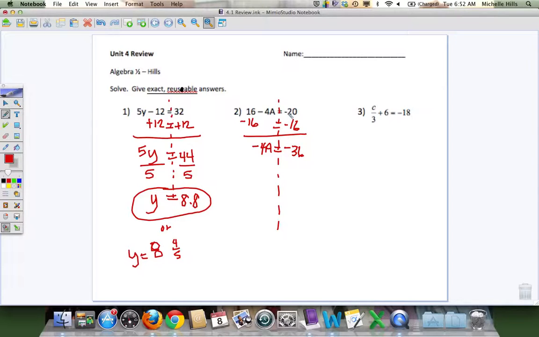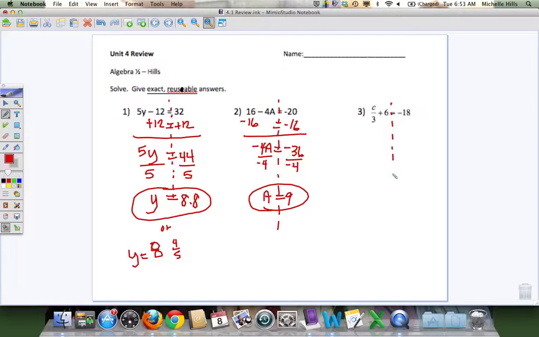You would put this in your calculator as negative 20 minus 16, or negative 20 plus a negative 16. Again, this negative 4 is connected to the a with multiplication, so I'm going to divide by negative 4 to isolate the a, and a is going to equal positive 9.